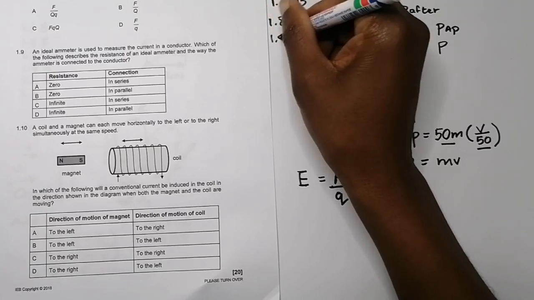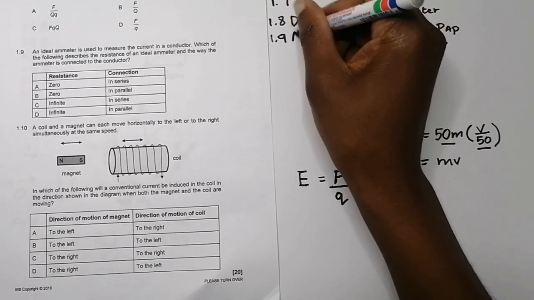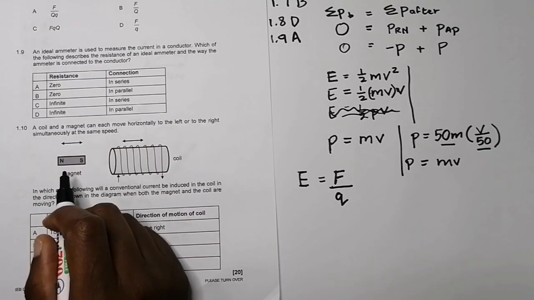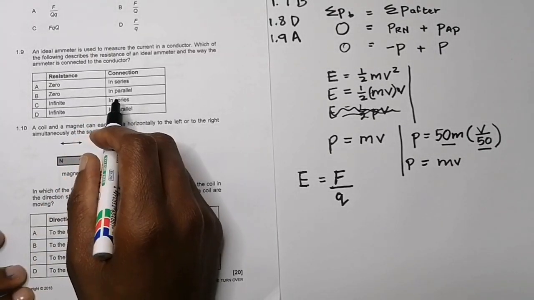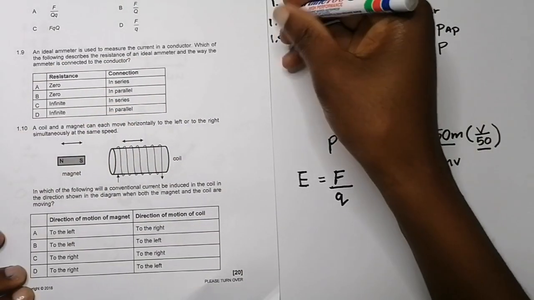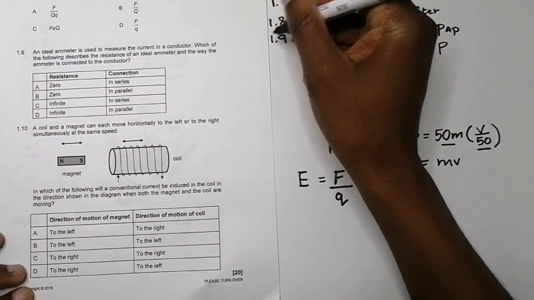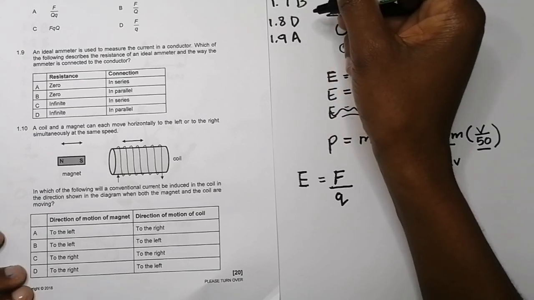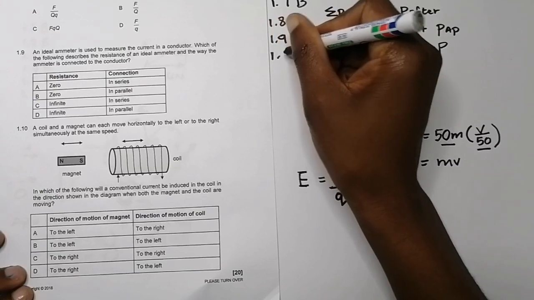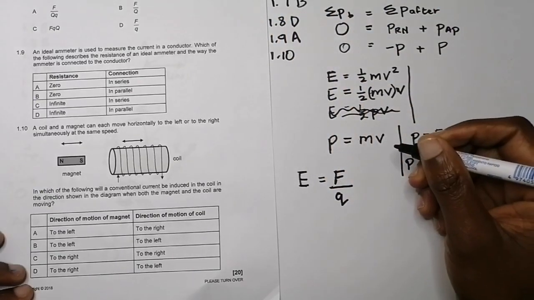So our answer to that should be A, which in this case is zero resistance, and it should be connected in series. If it were connected in parallel, remember all the current would bypass all the other components of the external circuit, and as a result you'd end up having a short circuit taking place there.